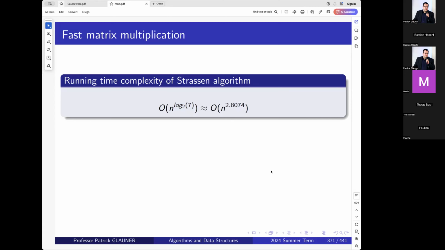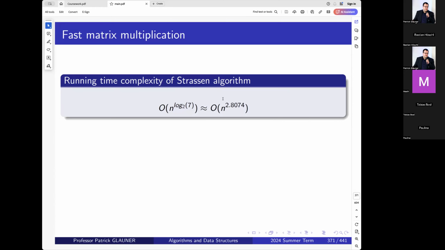Do you feel this is a substantial improvement to n to the third or not? Maybe thumbs up if you think it's a substantial improvement, thumbs down if you don't think so. So maybe some more votes. Well, we are somehow evenly split, or now there's even a majority for it's not substantial. We will later see if it's substantial or not, but first of all, it's a better complexity.